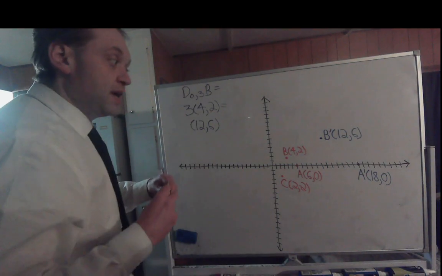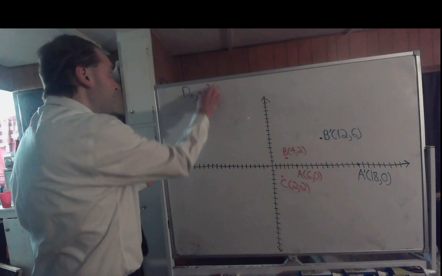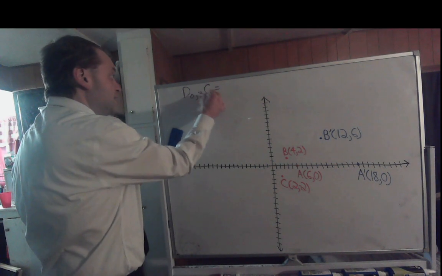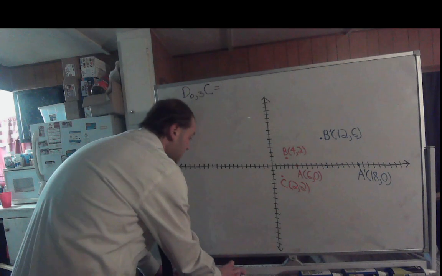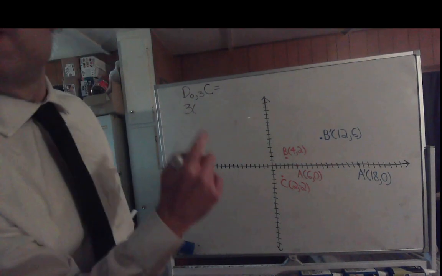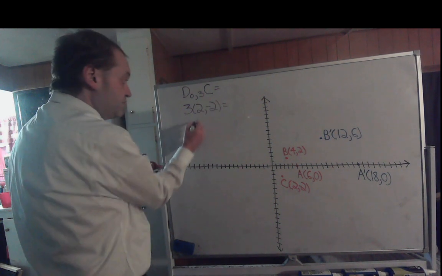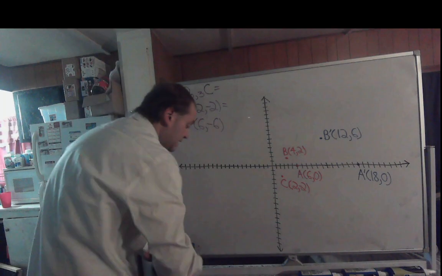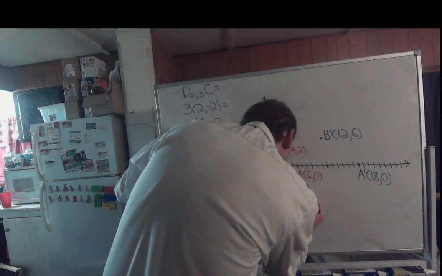And then, of course, let's go ahead and do the same for C. So this time we're going to dilate through the origin at point C with a scale factor of 3. So take that scale factor of 3 times your coordinates for C, which would be 2, negative 2. Well, that's going to give you your C prime being at 6, negative 6. So C prime can be found, of course, at the coordinate of 6, negative 6.